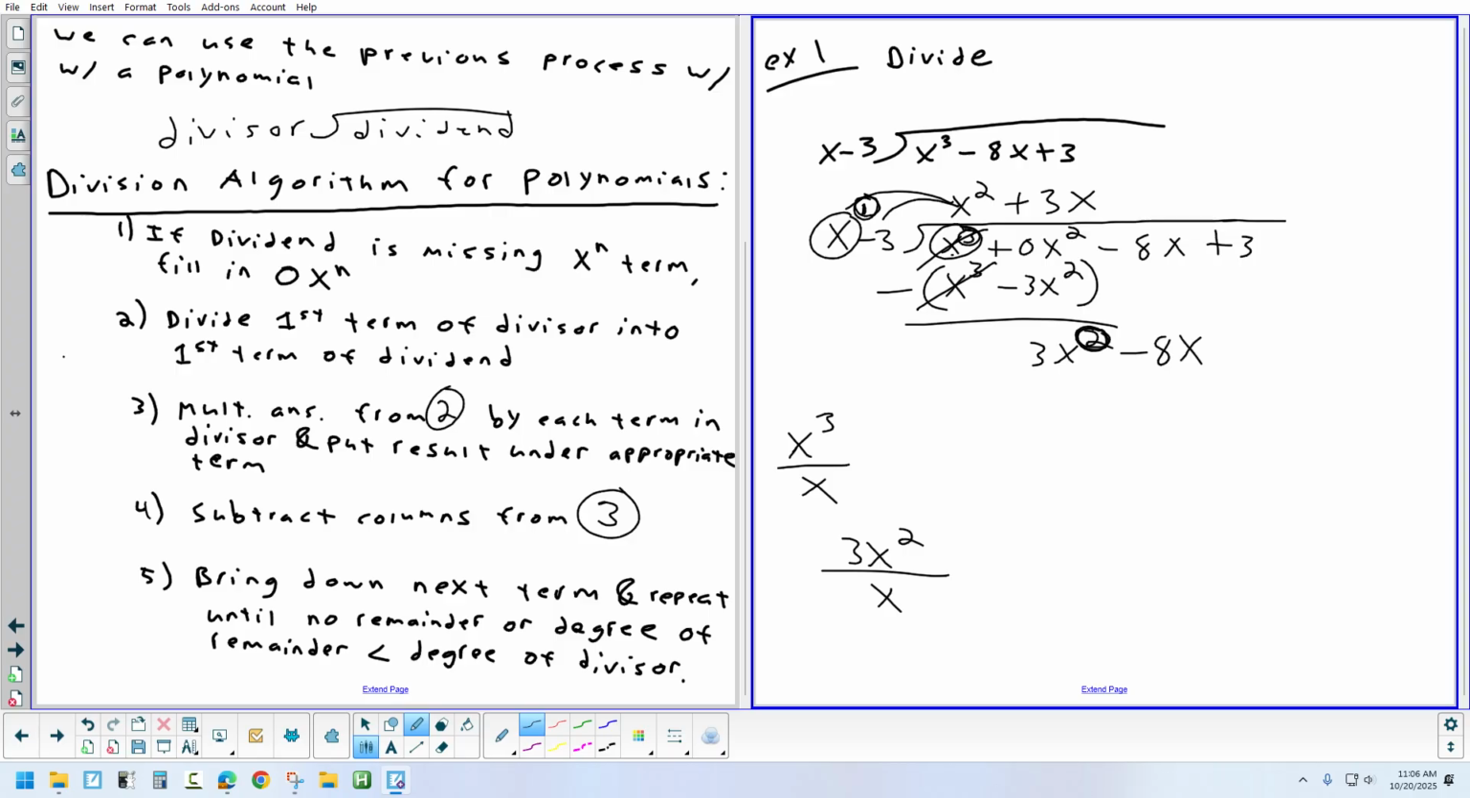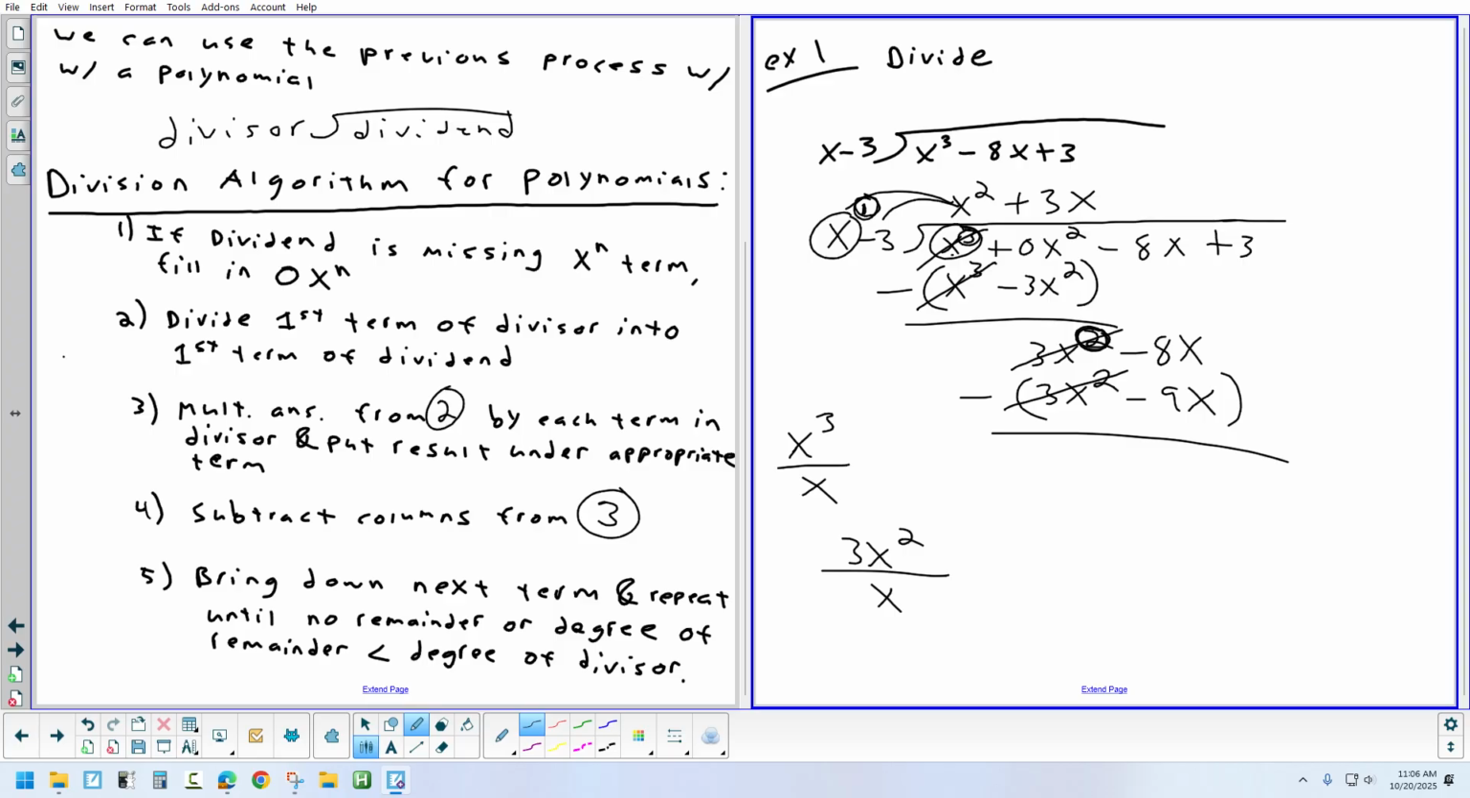So Lewis, what's 3x times x? Kara, we're not adding them. 3x plus x would be 4x, but we're multiplying them. 3x squared. Yep. And how about Nico, what's 3x times negative 3? Negative 9x. Yep. Okay. And River, what do we do with those columns? Subtract. Perfect. 3x squared minus 3x squared, that's gone.